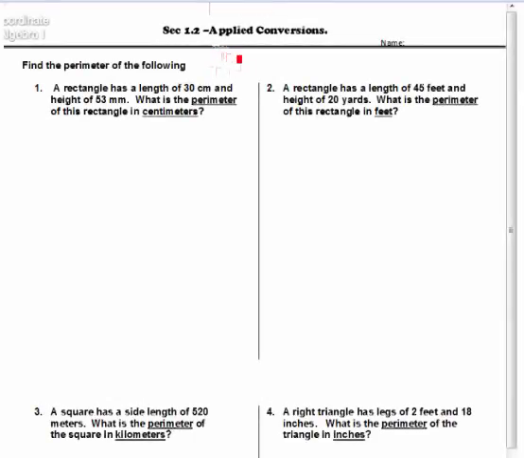In section 1.2, we're going to be using what we learned in 1.1 to apply it to actual problems. So in this first example, it says a rectangle has a length of 30 centimeters and a height of 53 millimeters. What is the perimeter of this rectangle in centimeters? So we're okay with the length being 30 centimeters because we have it in centimeters, but the height they gave me in millimeters, so I'm going to need to convert that.